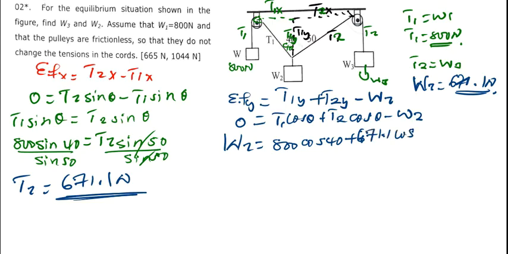cos what? Cos 50 for T1. Okay, so if I plug in the values, my T2 we found 1044. So let's say 800 cos 40 plus 671.1 cos 50. So I end up having the same answer.